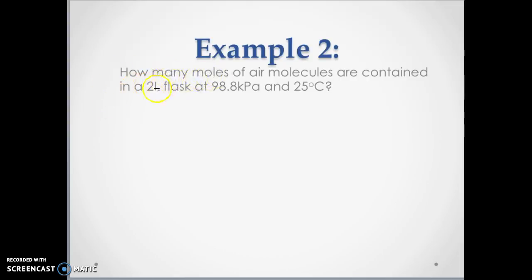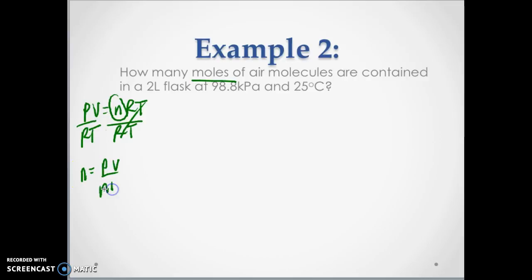So the question has moles in it, so we know we're going to be using PV equals nRT. And it says how many moles, so we're going to solve for n. And when we solve for n, we get a different equation. PV equals nRT turns into this equation. And now we start to plug things in. This is where we need to be careful.